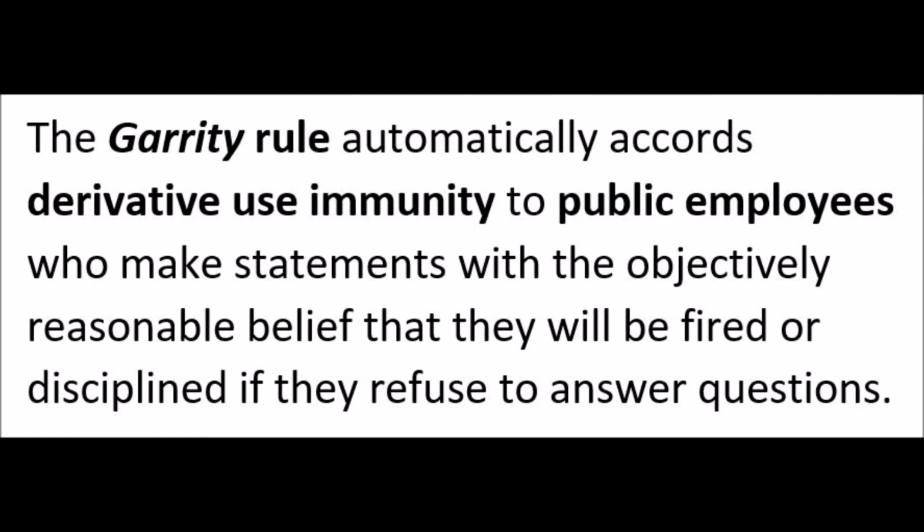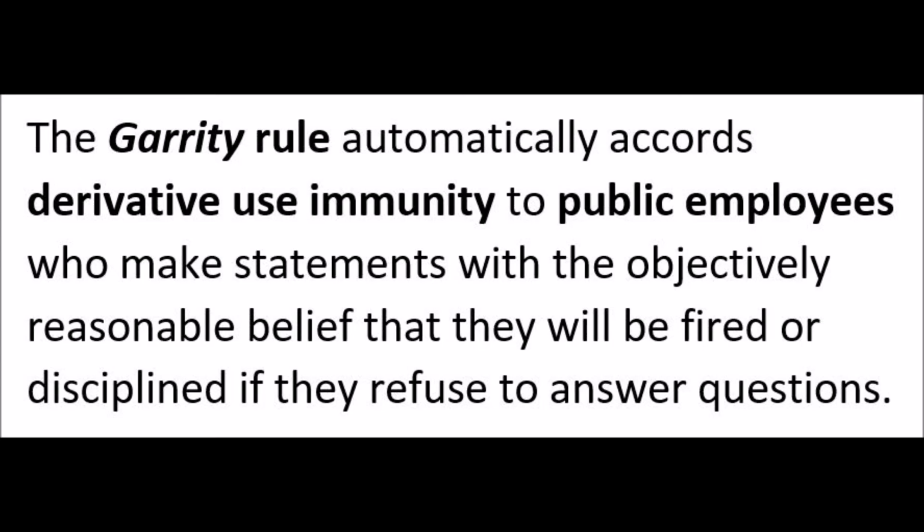The Garrity Rule, derived from a 1967 Supreme Court case, Garrity versus New Jersey, automatically accords derivative use immunity to public employees who make statements with the objectively reasonable belief that they will be fired or disciplined if they refuse to answer questions. As discussed earlier in this video, derivative use immunity means suppression of the statement and any statement discovered as a result of the statement. So successful prosecutions of suspects who have Garrity immunity are difficult and rare.